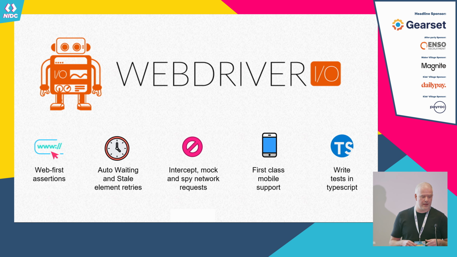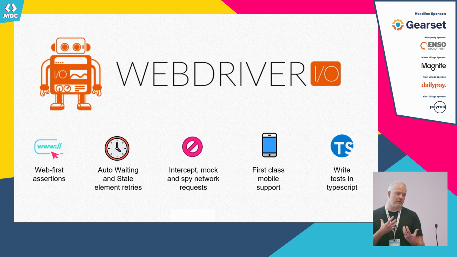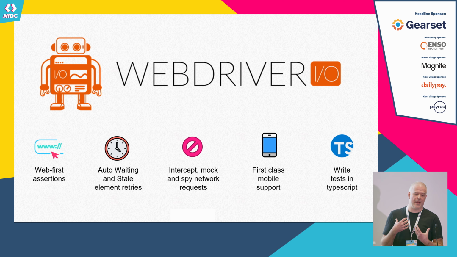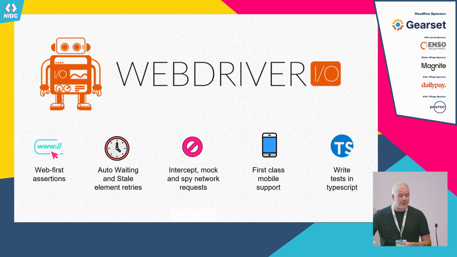So I felt that, based on my own experience over the last 20 years, we had quite a compelling reason to switch to using WebDriver I/O. We could do the web-first assertions, the kind of thing popularized by Playwright. We had the automatic waiting and stale element retries. Via Puppeteer, we could intercept and mock those APIs. For a subset of our tests, we're an e-commerce company, it's important that we can actually run the same tests on mobile. And we can do that with Appium from WebDriver I/O.